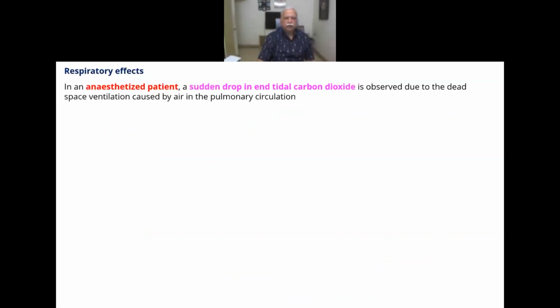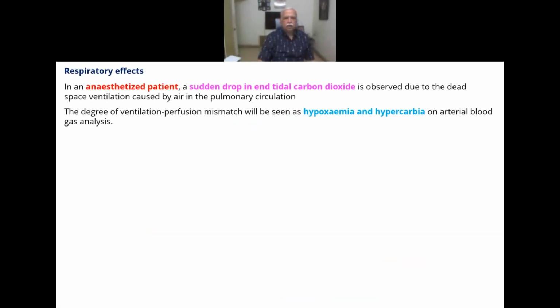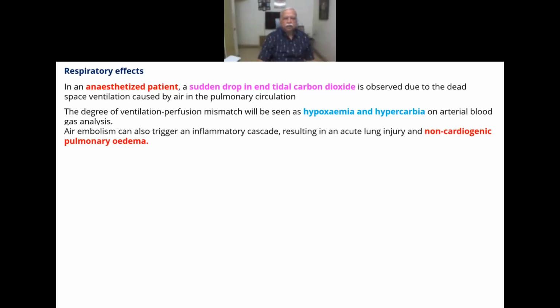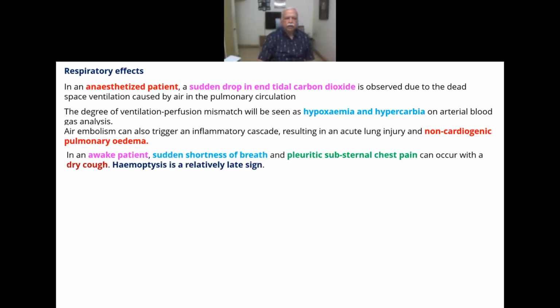Respiratory system effect. In the anesthetized patient, there will be a sudden drop in end-tidal CO2, and there will be hypoxemia and hypercarbia because of the reduced intake of oxygen. And the air embolism can also trigger an inflammatory response, producing a leak and pulmonary edema. Non-cardiogenic pulmonary edema can happen. In the awake patient, there will be sudden shortness of breath, there will be pleuritic chest pain. Sometimes pneumothorax will occur, but it will be a very, very late sign.